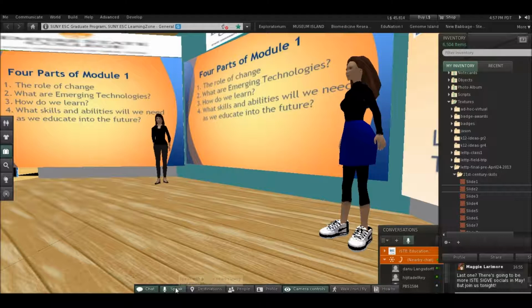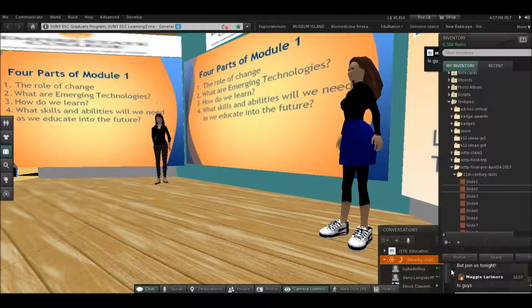I'm getting an echo. I think maybe that's when Lindsay's trying to speak. So I guess we'll have to toggle on and off. Yeah. Go ahead, I'll stop.